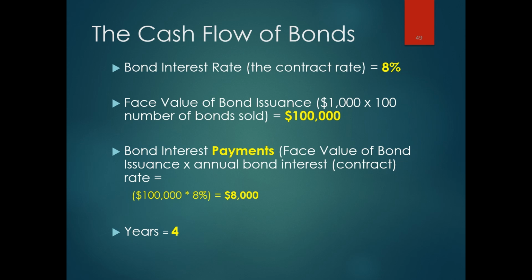In that exercise, we had the bond table and we said the bond interest rate is 8%. The face value of the bonds is $100,000. The bond interest payments every year are going to be 8% times face value, or $8,000. And the bond issuance we've been working with is for 4 years. If you bought a bond from a company, the company has a liability. They have to buy that bond back at the end of its life in 4 years.